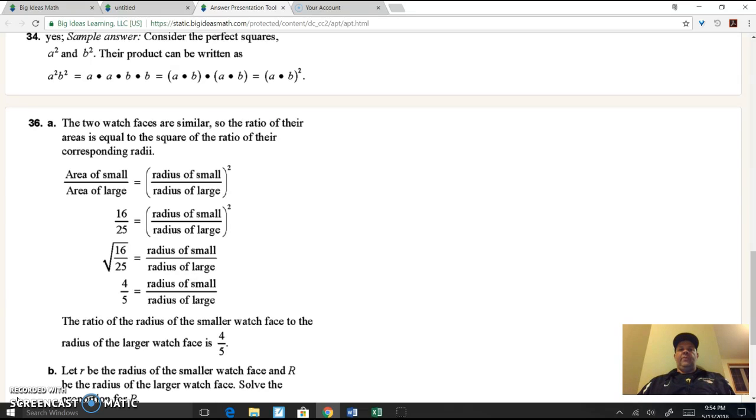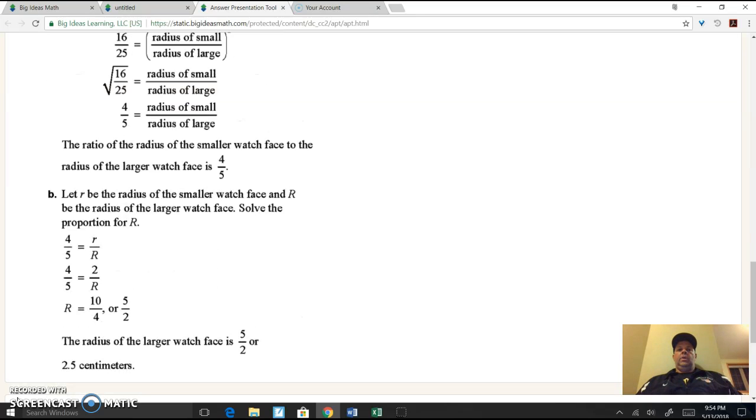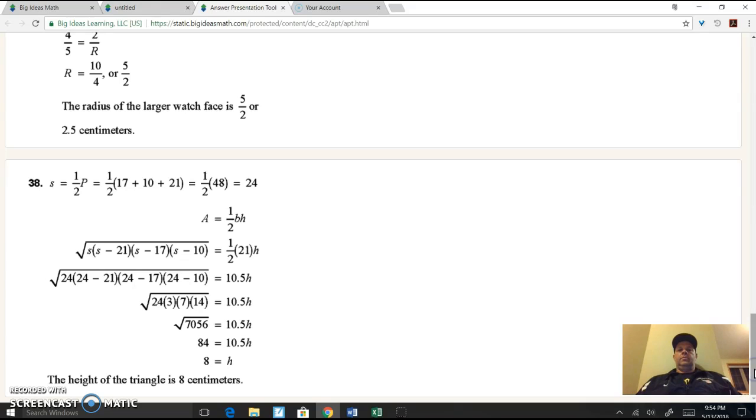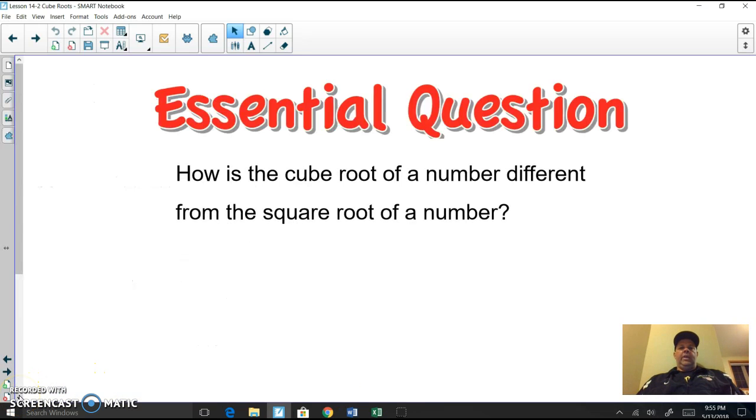Please correct these, and pause the video until everyone is ready. Here are the answers for 34 and 36A. Please pause the video until everyone has corrected those. Here's the answer for 36B. And finally, the last answer for 38 is 8 centimeters. I will go over any questions on the homework problems when I return on Tuesday.